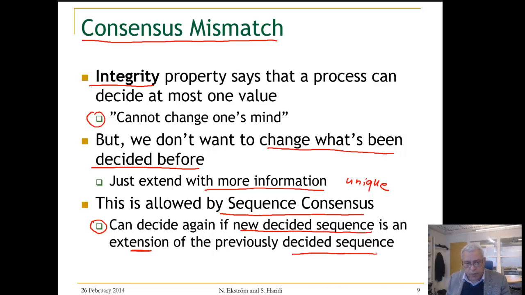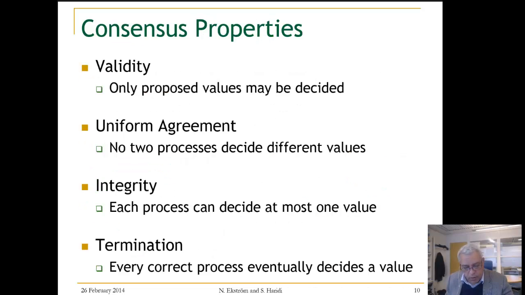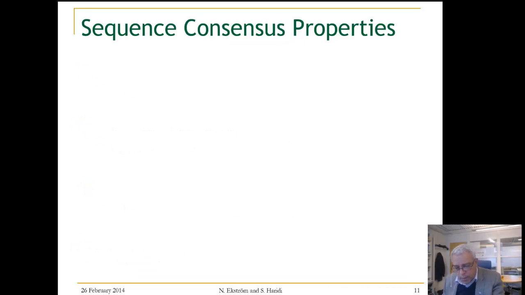But just before looking at that, to remind you, single-shot consensus has validity, uniform agreement, integrity, and termination, where every correct process eventually decides a value. Okay, fine. Now we are going to have corresponding properties for sequence consensus. We will talk about sequence consensus properties now.